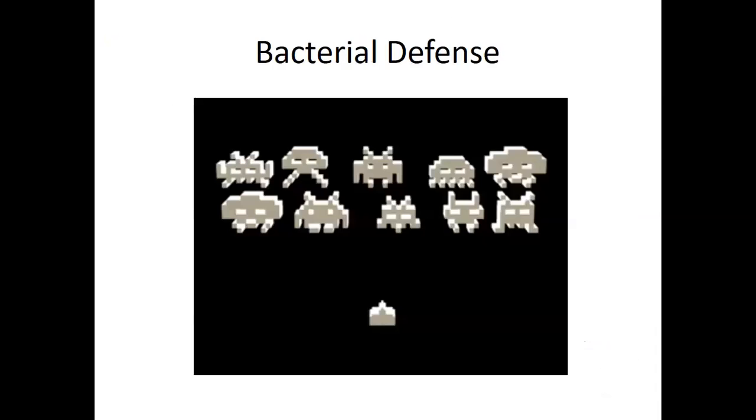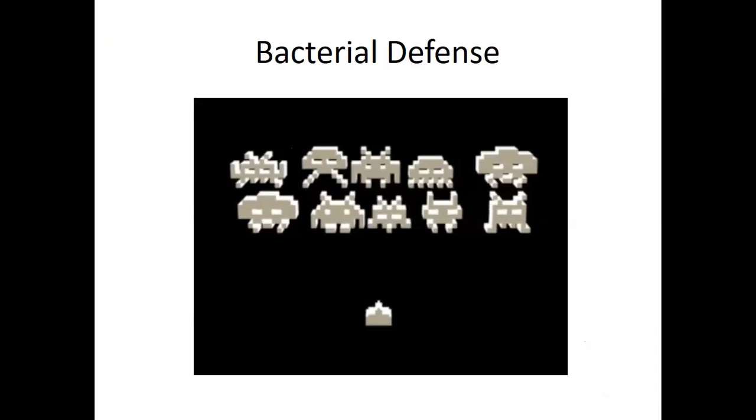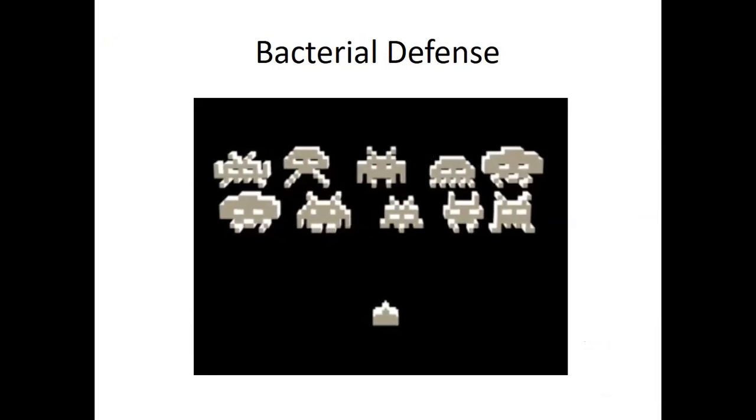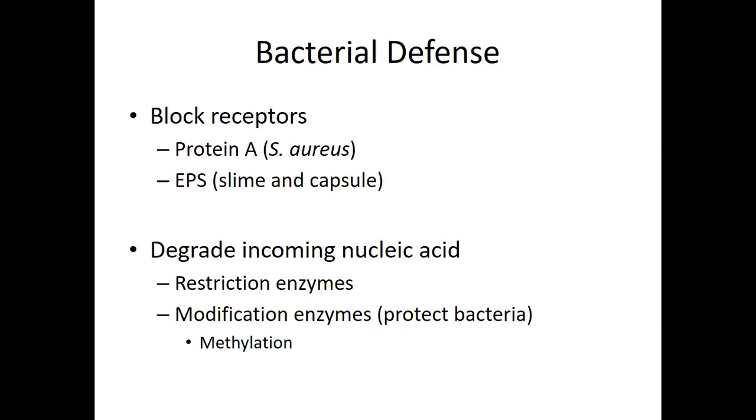One of the things that I want you to appreciate is that bacteria defend themselves, right? We spend a lot of time talking about our immune systems, but what we'll see here in just a second is that bacteria have their own ways of defending themselves. One of the most fundamental things that they can do is block the receptors on their own surfaces.